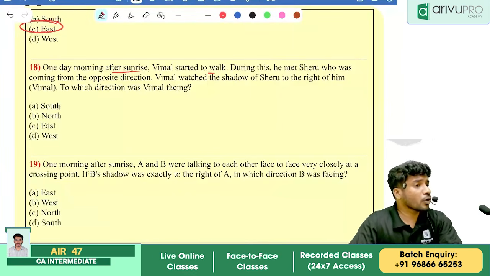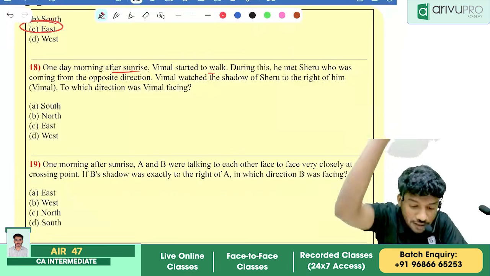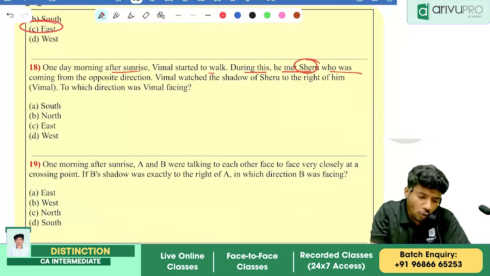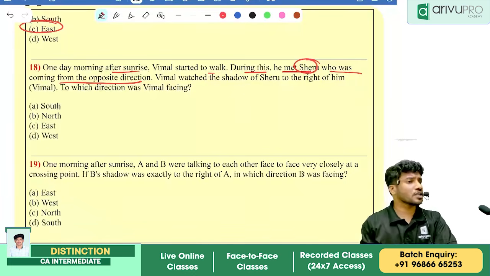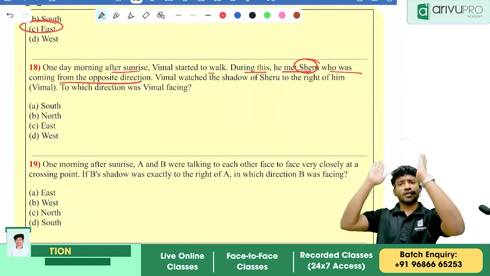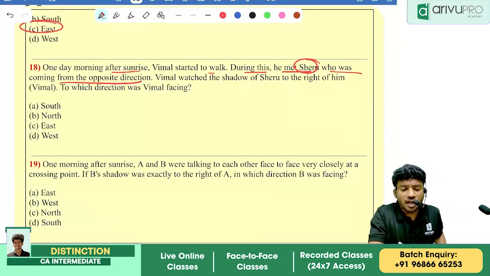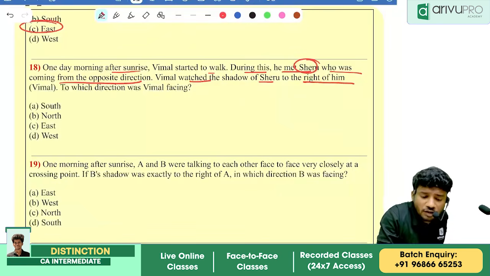Now, one morning after sunrise, Vimal started to walk. So Vimal started walking after sunrise. What happens in the morning? Sunrise is in the east. During this journey, he met Sheru, who was coming from the opposite direction. That means Vimal and Sheru are opposite to each other. That is the meaning of the question. Vimal watched the shadow of Sheru to the right of him.